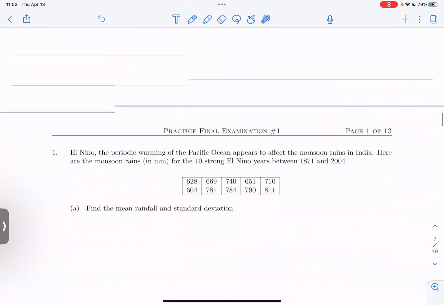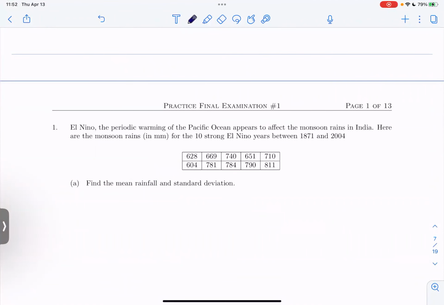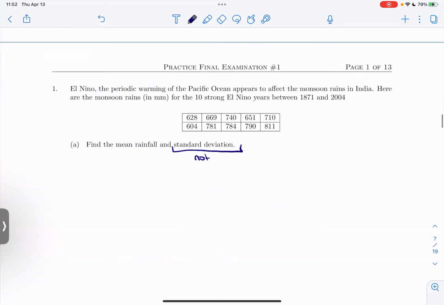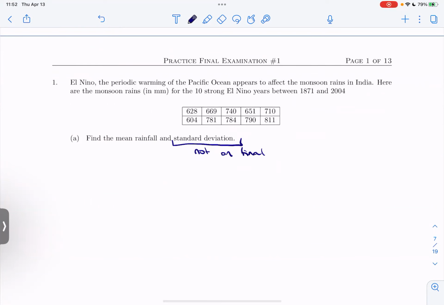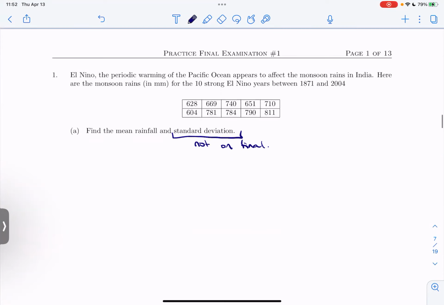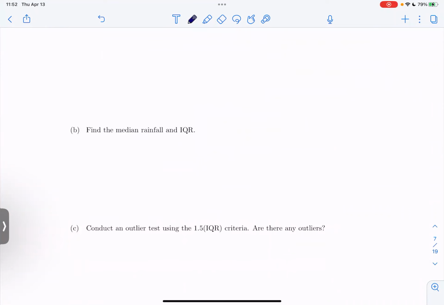Okay, but so here, I just want to go through and make some notes, not on the final, just to have an idea of kind of what you should be able to do and what you don't have to do. Okay, but here's some practice. Find the mean, find the median, and the 5-number summary. Are there any outliers using the 1.5 IQR rule?